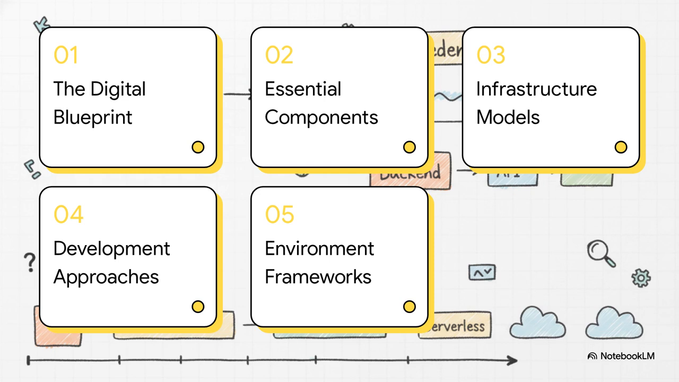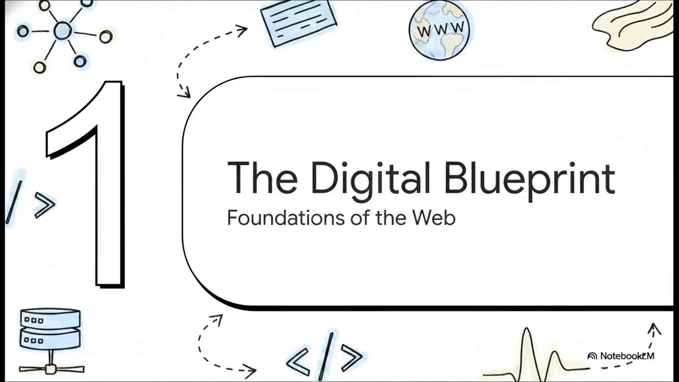Here is our structural blueprint for this explainer. We'll be looking at 1. The web's digital blueprint, 2. Essential architectural components, 3. Monoliths to agile microservices, 4. Shaping the user experience, and finally, 5. Frameworks for every environment. Okay, let's dive into this with Section 1, the web's digital blueprint, foundations of the web.